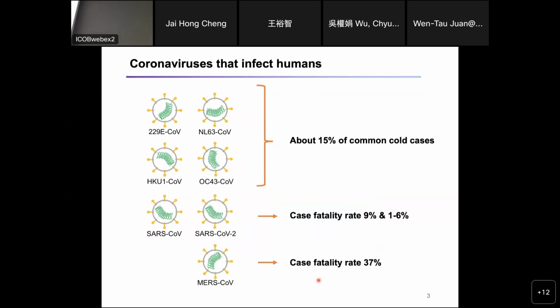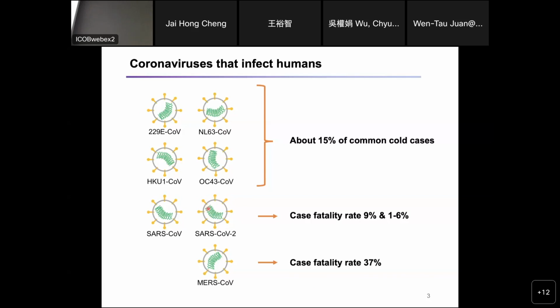So today I'm going to share 3 of my research projects. This is the first one. Because there's a pandemic of COVID-19, and before COVID-19, there were more coronaviruses existing in the population. That's called common cold coronavirus. It includes 229E, NL63, HKU1, OC43. That accounts for about 15% of common cold cases. So that means all of us might have already gotten this kind of coronavirus in our past life.